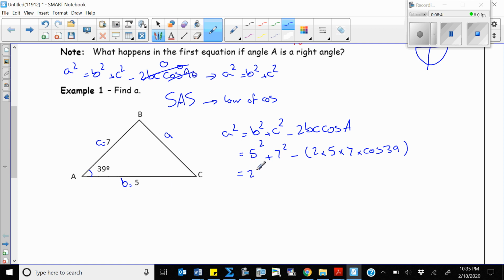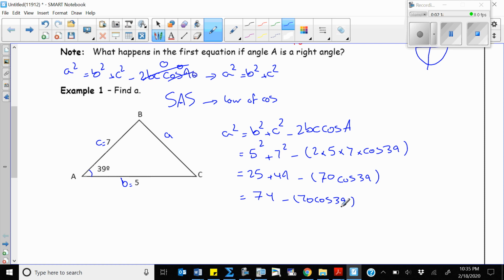5 squared is 25, 7 squared is 49. Minus 2 times 5 is 10 times 7 is 70 cosine of 39. Okay, now 25 plus 49 is 74 minus 70 cosine of 39. The common mistake that students usually make in this case is that they first subtract 70 from 74, then multiply that by cosine of 39, which is not right.